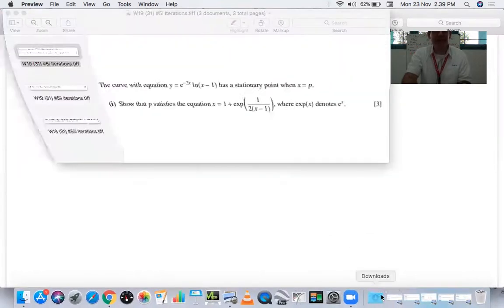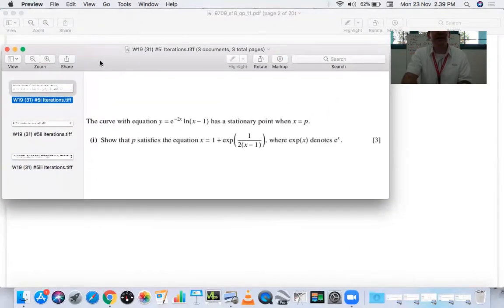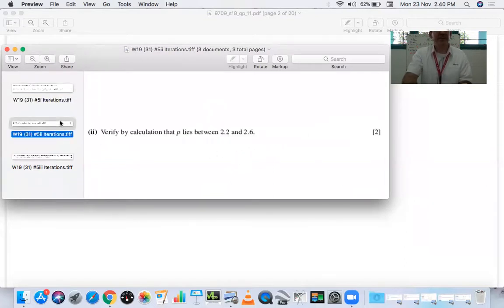Now we move on to winter 19. Here's winter 1931. So we'll come back and look at these a little bit more here. So on this one, notice stationary point. So stationary point is derivative or differentiation. But this differentiation is the product rule. Notice we have an exponential and a logarithm. So this was from Pure Maths 3 differentiation using the product rule to find your stationary point. And then you got to show that that turns into this form here. Then the second part is verified by calculation this.